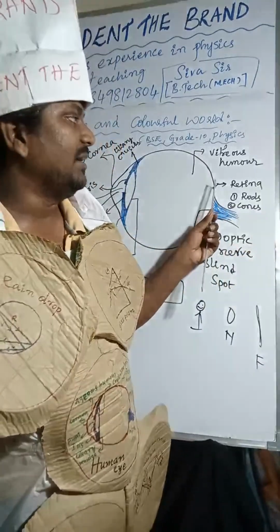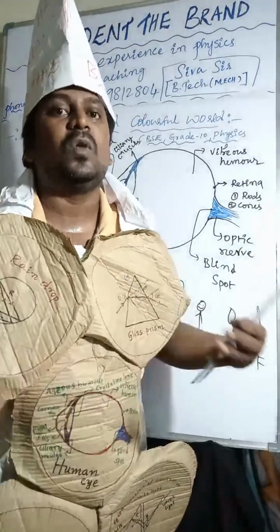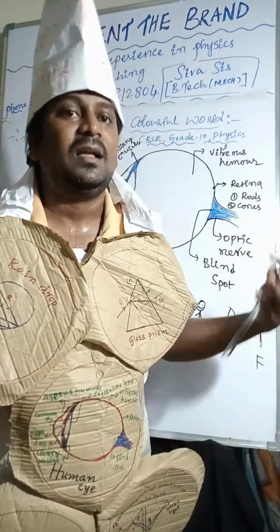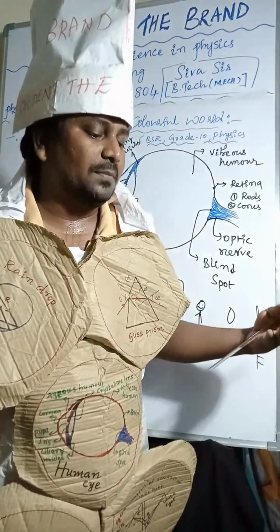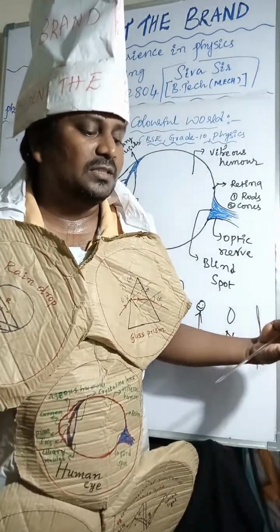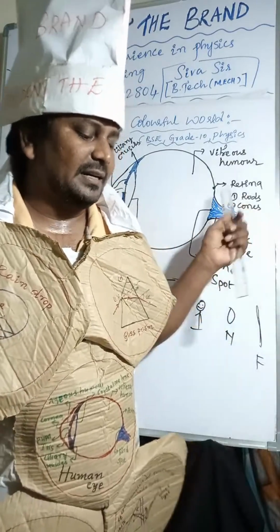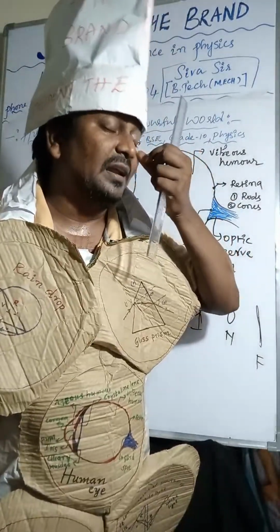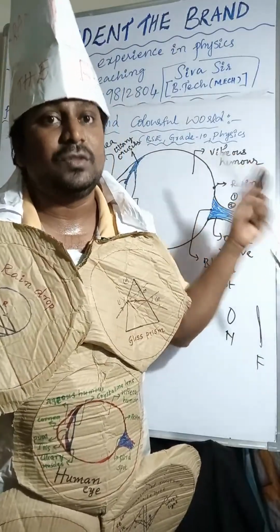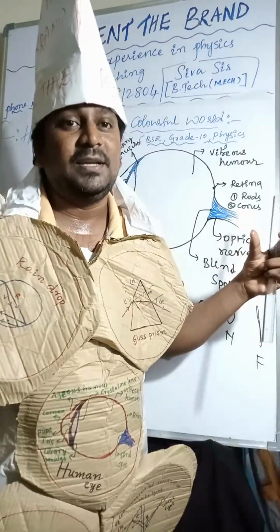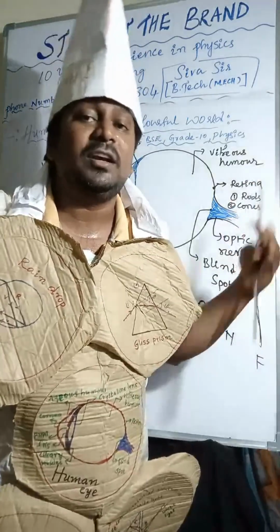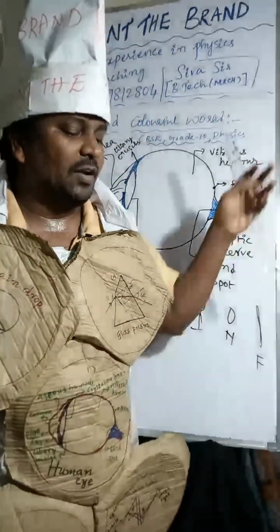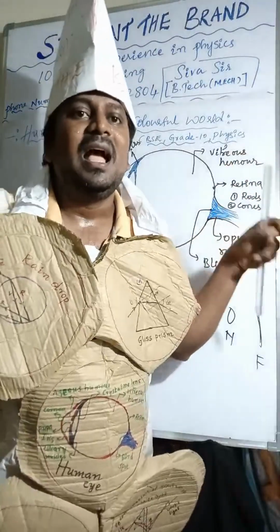At the retina, if more cones and rods are present at one point, that point is called the yellow spot. If more rods and cones are present at the retina, that is called the yellow spot. I hope this is the complete detail about the human eye, its parts and their functions.